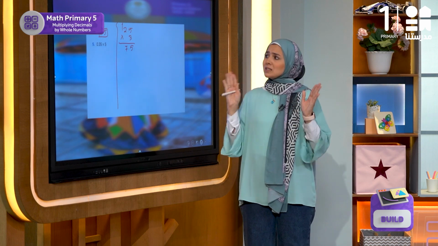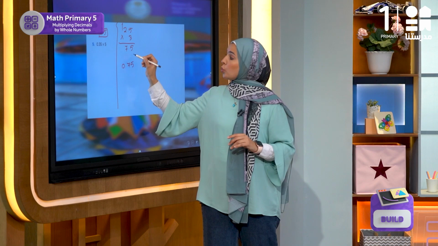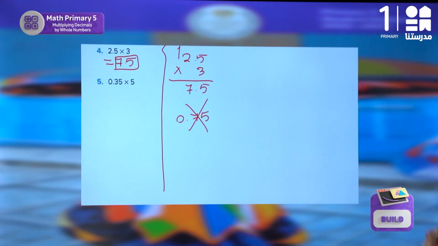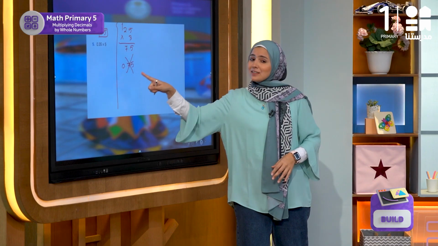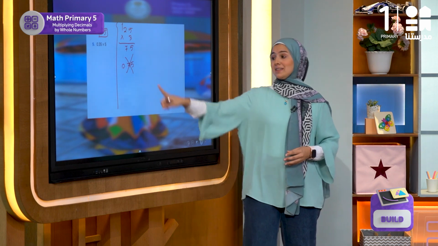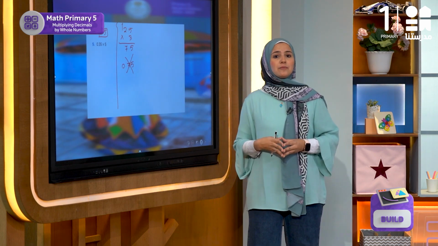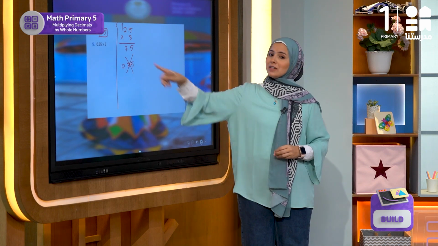Also, you may write the decimal point in the wrong place. For example, some of you might write it as 0.75, which is incorrect. Why? You certainly notice that when we are multiplying 2.5, and this is a number that is greater than 0.75, the product will certainly be greater than 0.75. This is why the reasonable answer that we got was what?